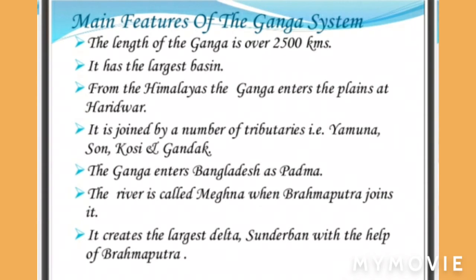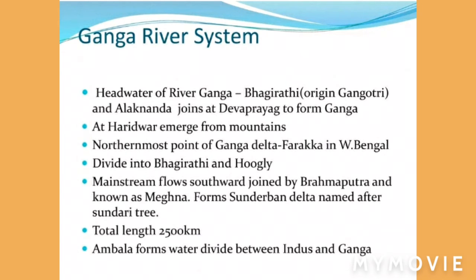Enlarged with the waters from its right and left bank tributaries, Ganga flows eastward till Farakka in West Bengal. This is the northernmost point of the Ganga Delta. The river bifurcates here. The Bhagirathi Hooghly distributary flows southward through the deltaic plains to the Bay of Bengal. The length of the Ganga is over 2500 kilometers.